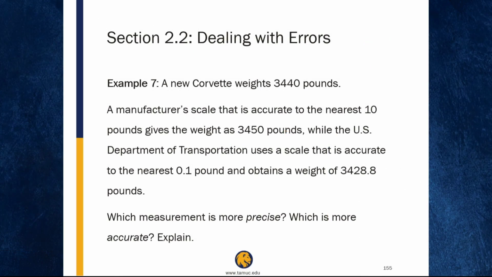On this example, it says a new Corvette weighs 3,440 pounds. And a manufacturer's scale that is accurate to the nearest 10 pounds gives the weight as 3,450 pounds, while the U.S. Department of Transportation uses a scale that is accurate to the nearest tenth of a pound and obtains a weight of 3,428.8 pounds. So which of these is more precise and which is more accurate?